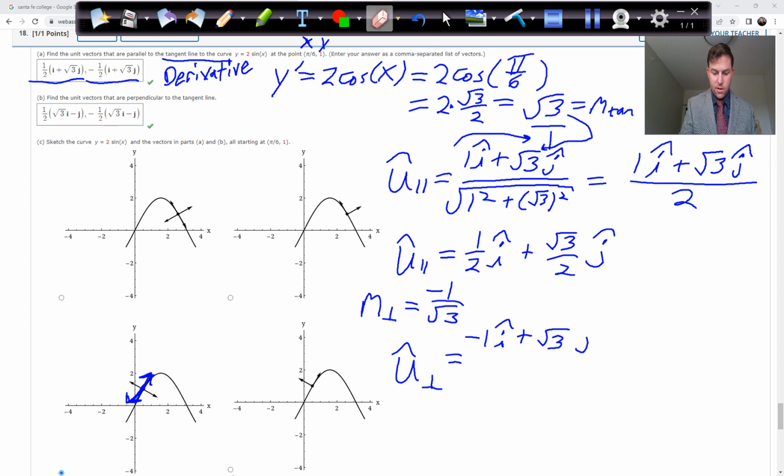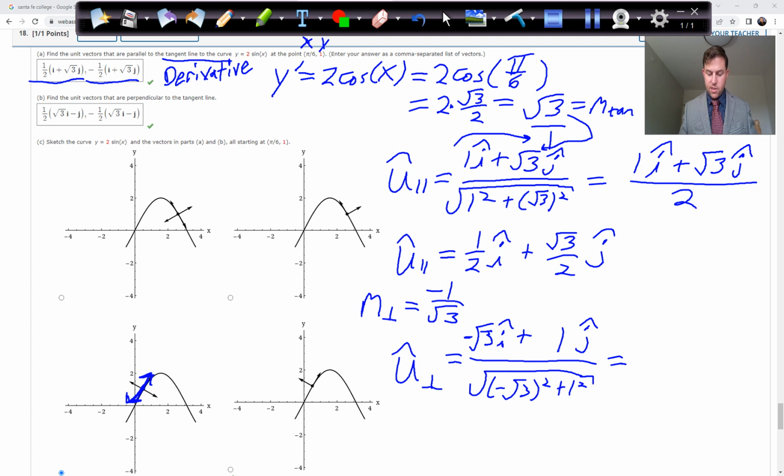No, I did that wrong, sorry. Reverse this. We're going to get minus root 3 in the i plus 1 in the j. There we go. Divided by the square root of these two things squared: minus root 3 squared plus 1 squared.